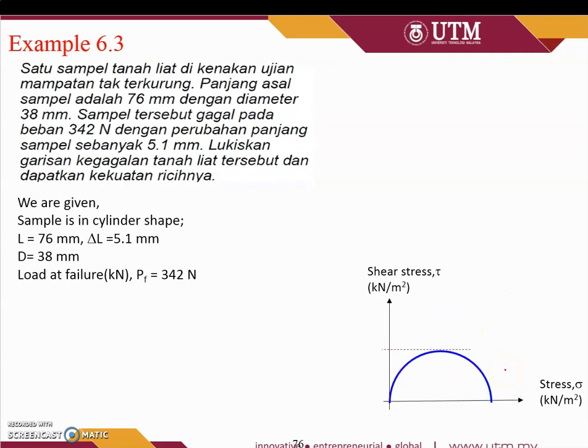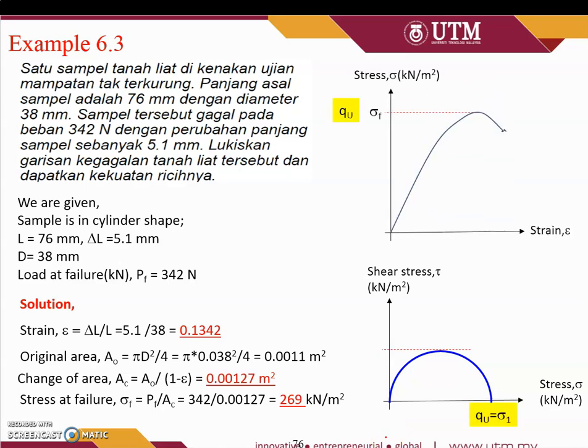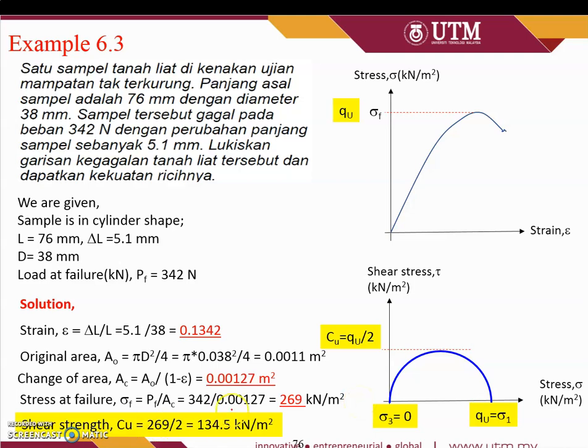Let's see the solution. Strain is equal to 0.134, and stress at failure is 269. By knowing Q sub U, or the final stress, we can get the cohesion. So cohesion is equal to this divided by 2, which is 134.5 kilonewton per meter squared.